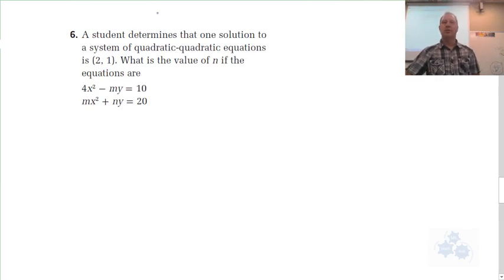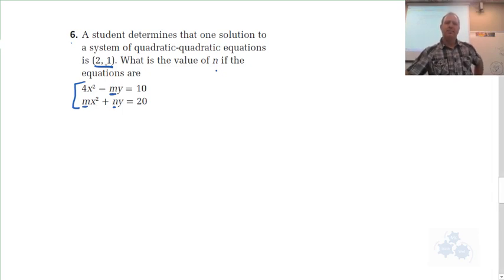A student determines, this is number 6, a student determines that one solution to a system of quadratic equations is (2, 1). What is the value of n if the equations are listed here? Now we've got some missing values here. We've got an m here, an m here, and an n here. Okay, so what's the value of n?